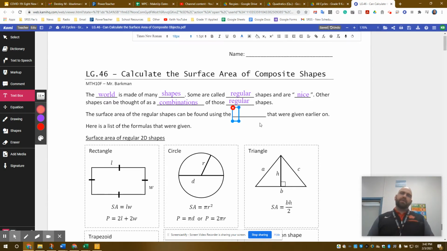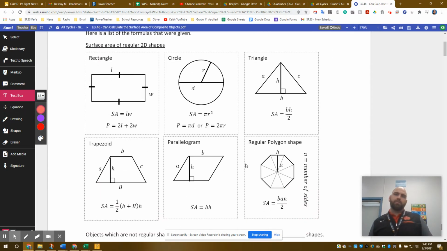Now, the area of a regular shape can be found using the formulas that were given earlier on. We went through that back in learning goal 45 a little while back. It comes right before 46. And here are our regular formulas, given to you here.